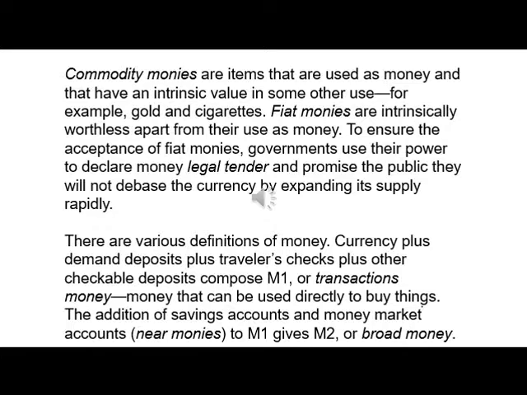There are various definitions of money. Currency plus demand deposits plus travelers' checks plus other checkable deposits compose M1, or transactions money that can be used directly to buy things. The addition of savings accounts and money market accounts, near monies, to M1 gives M2, or broad money.